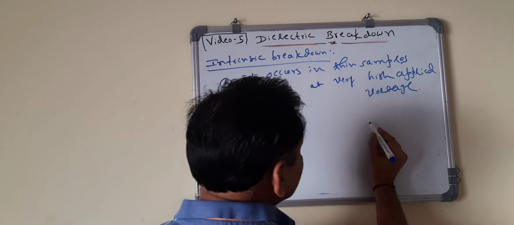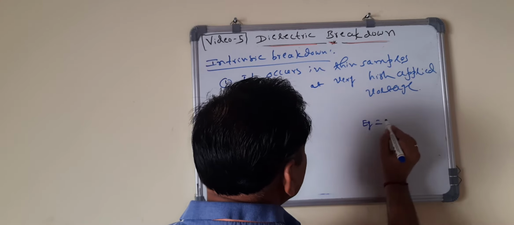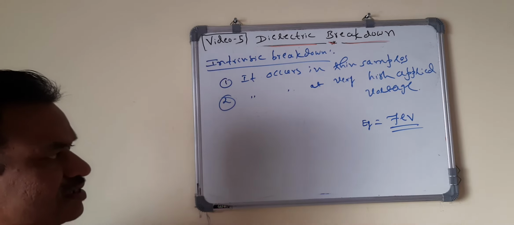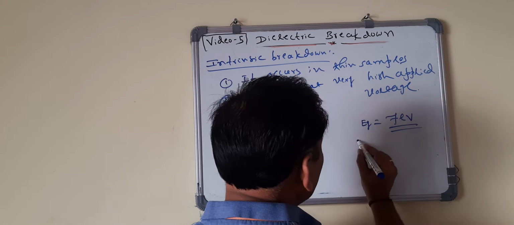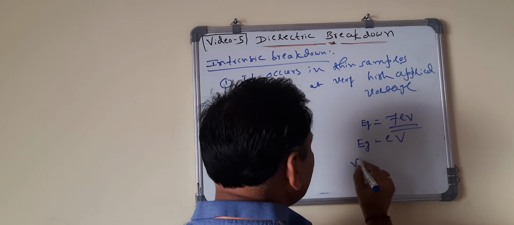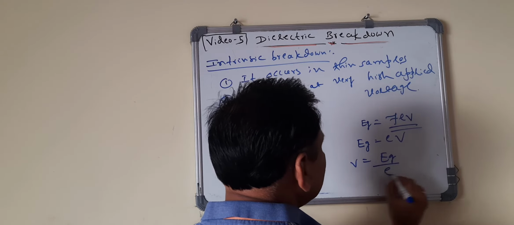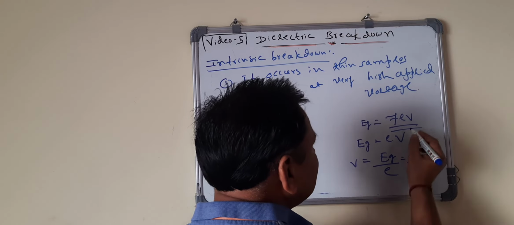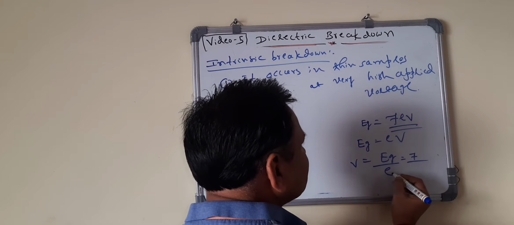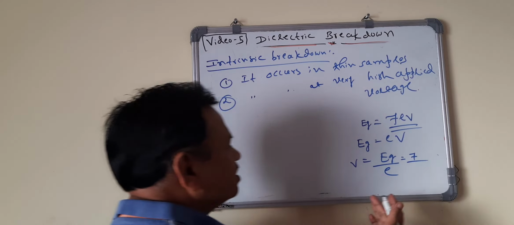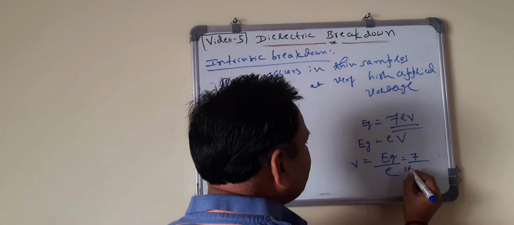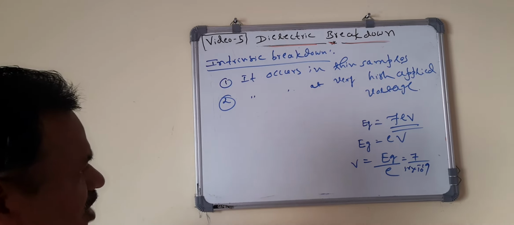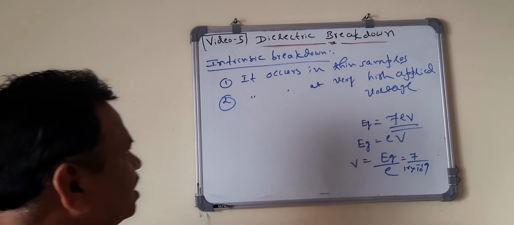As you know, the energy gap for insulators is more than 7 electron volts. If you want, you can calculate: Eg equals e times V, so V equals Eg divided by e. Substitute all the values, 7 electron volts, and the electron charge, 1.602 times 10 to the power of minus 19, and you will come to know that very high voltage is required.